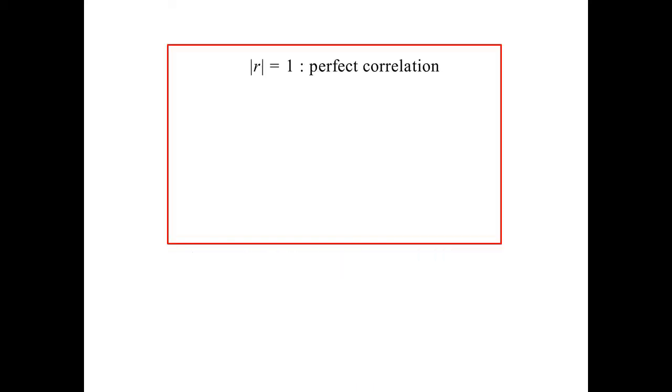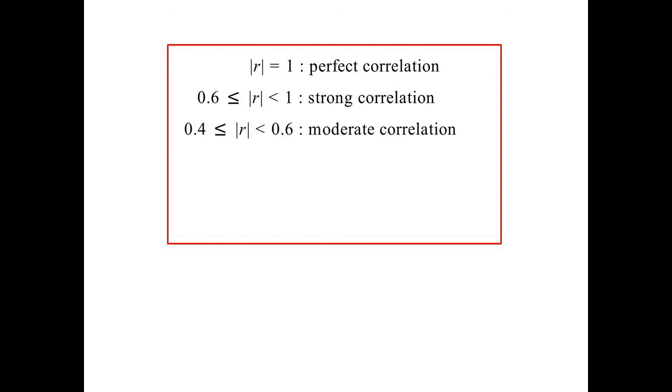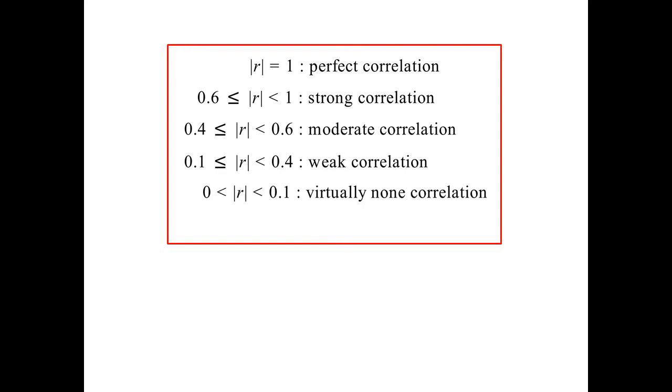So if it happens that R is 1, then it's a perfect correlation. Very rare. And if it did happen, you'd start asking some questions, unless it was something really obvious, I suppose. Strong correlation we're defining between 0.6 and 1. A moderate correlation then, 0.4 and 0.6. 0.1 and 0.4, pretty weak. And of course, if it's 0 to 0.1, we say, well, there's virtually no correlation whatever. And if it does happen to be 0, then there certainly is no correlation between the data.